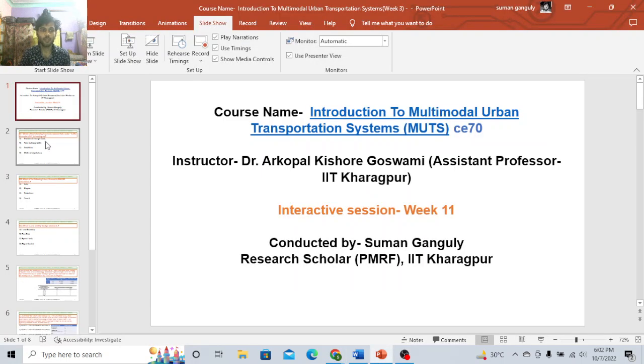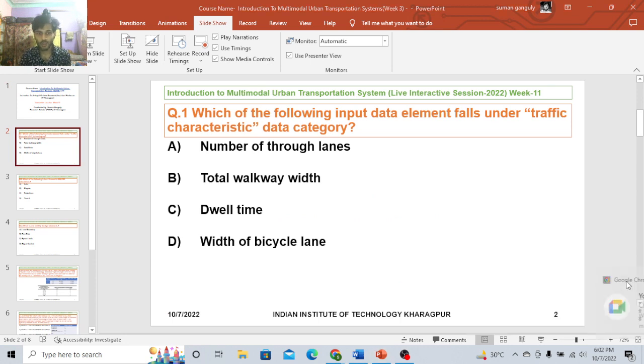Okay, so then let me start the session for today. This is a mix of theory and numerical questions. Initially these questions will be attempted by the participants, and then I will brief the correct answers, and we will also solve some of the numerical questions. So the first question is: which of the following input data elements falls under the traffic characteristics data category?